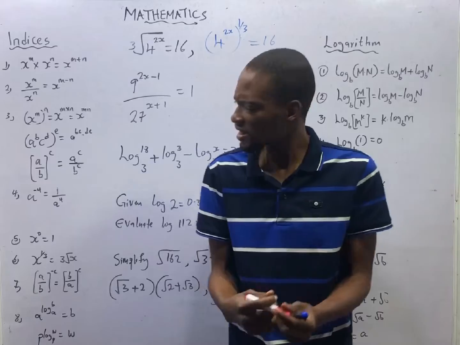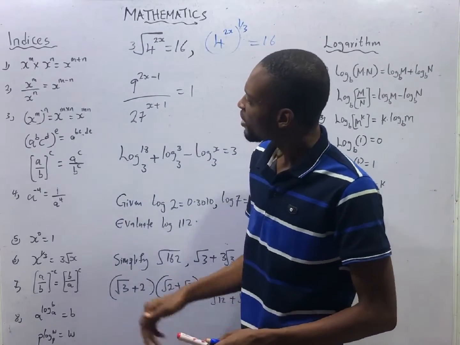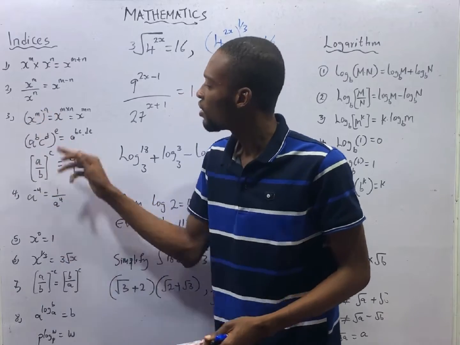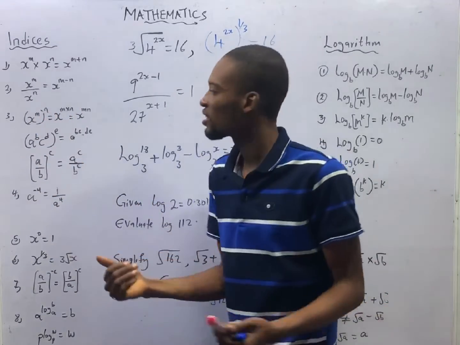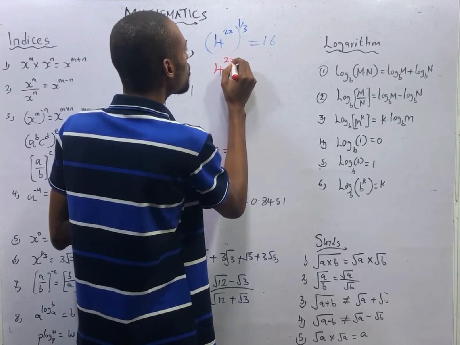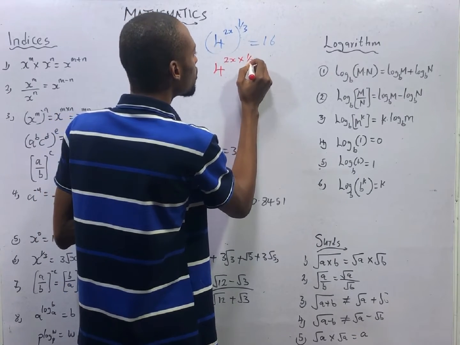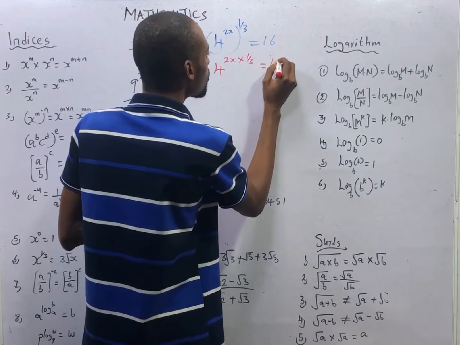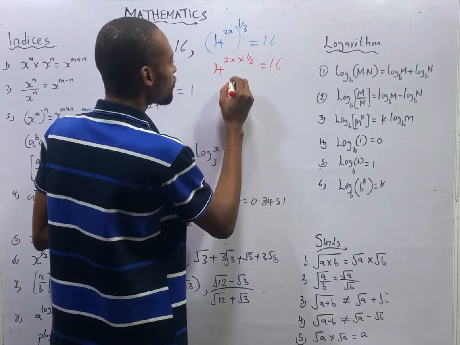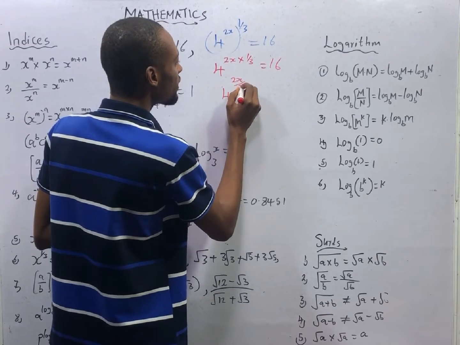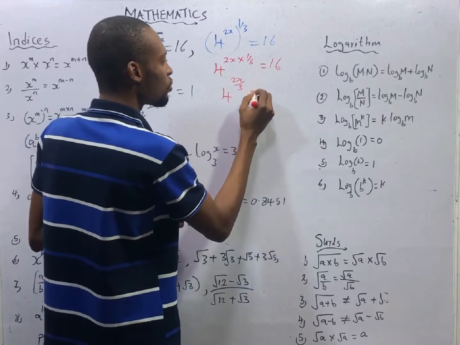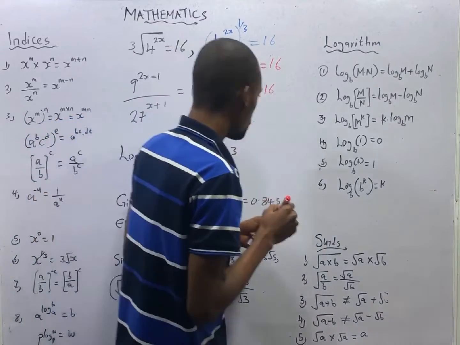Indices also says that if a number is raised to one power and then another power, multiply the powers. So this is the same thing as 4 raised to the power of 2s times 1 over 3, which equals 16. This is 4 raised to the power of 2s over 3, because 2s times 1 is 2s over 3. So this equals 16.